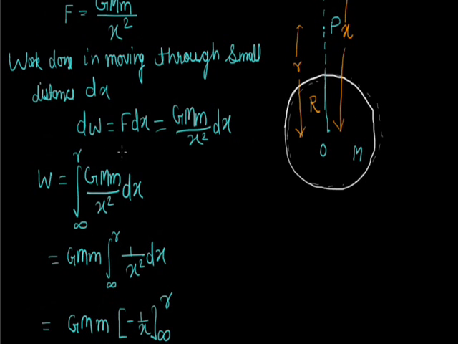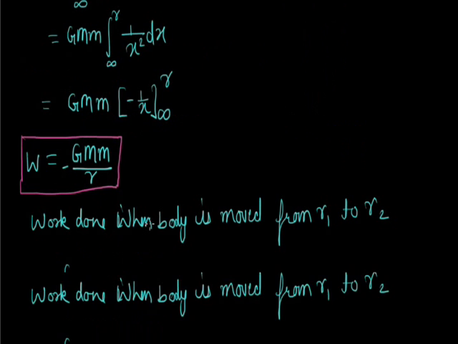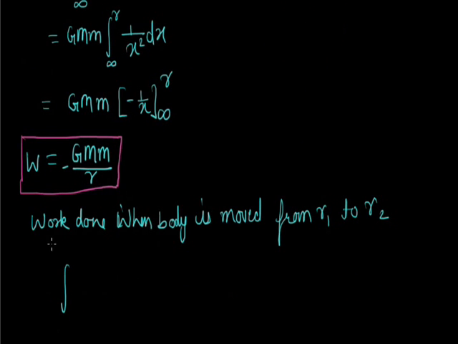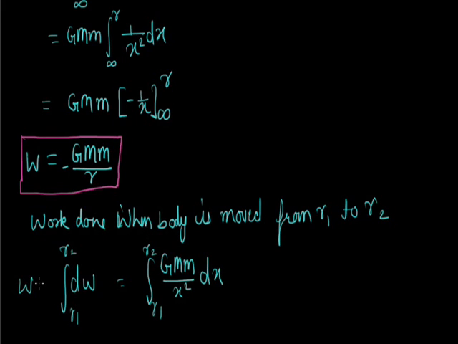This was the work done in moving a body through a very small distance dx. So if we want to calculate work done from r1 to r2, then we can integrate this expression, by putting the limit from r1 to r2. So it will be dw from r1 to r2. dw is GMm upon x square dx from r1 to r2. It is the net work done.